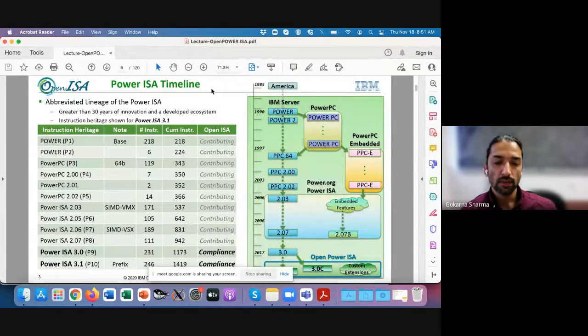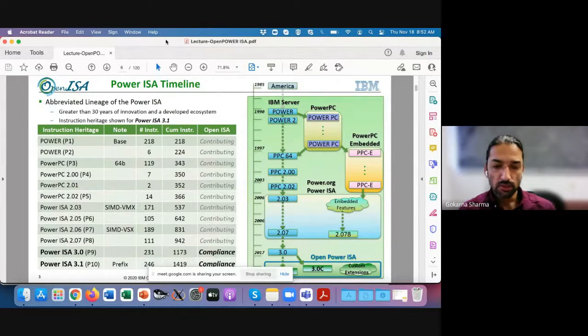Around 2017, you have Power ISA 3, and now in the OpenPower ISA, you have custom extensions. For example, a sandboxing feature is available there. So this whole combination gives you a big instruction set architecture that is more applicable to different scenarios.